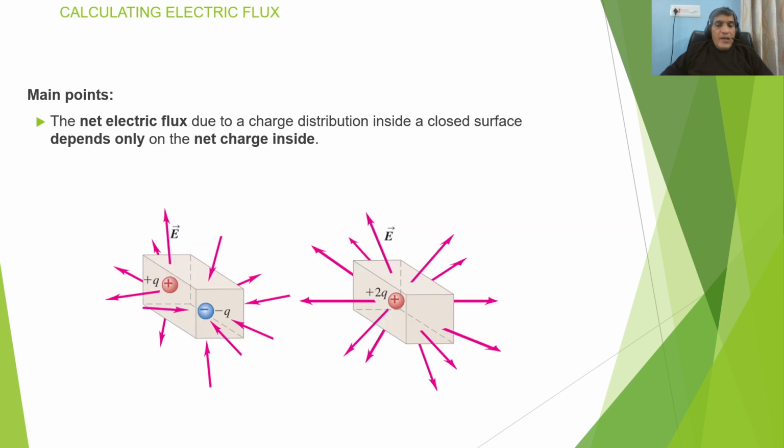So here are again some pictures for your more clarification: the net electric flux due to a charge distribution inside a closed surface depends only and only on the net charge inside it. We have two pictures. In the picture on the left-hand side, we have two charges inside the closed surface, charge plus q and charge minus q. So the net charge is zero, so the flux is zero. But in the right-hand side picture, we have 2q plus charges, so we have an electric flux. So now you understand how we have to calculate the electric flux by discrete charges.